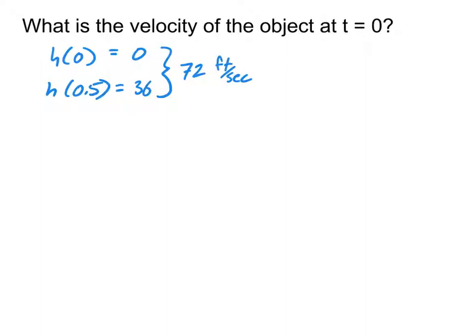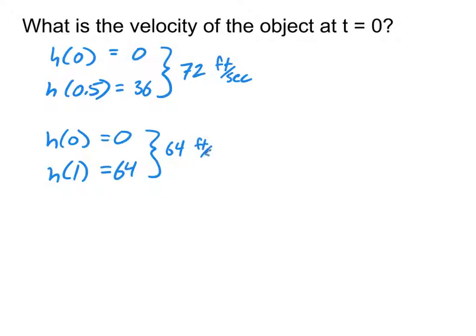But what I want to do is push you to get even closer than that. How can you get an even more accurate number? Let's check an idea here. To get a more accurate estimate, could I use h of 0 and h of 1? So h of 1 gives me 64. If I then found the average velocity between those two, that would be 64 feet per second. Which one of those two numbers do you think is more accurate to the velocity just at 0?